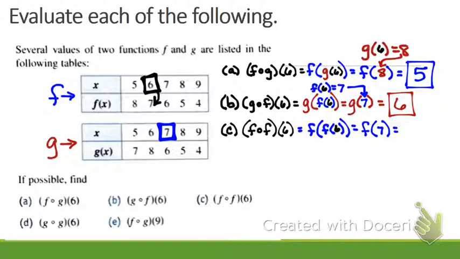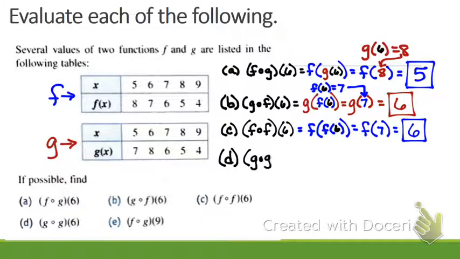Do you see 7 on the input table? What does it spit out? 6. What are we doing next? G of 6. So same thing as before, except we're sending it through the function G twice. So it goes through the G machine. Somebody's waiting at the end. They run it back to the beginning, and we send it through again.